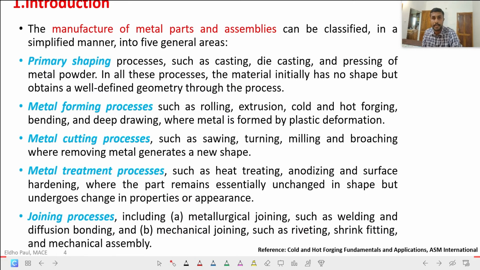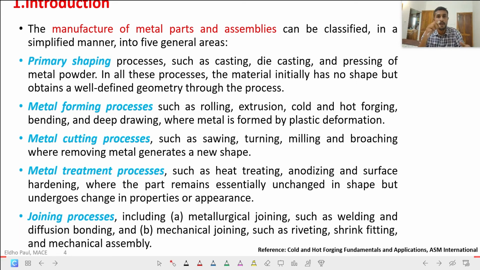Coming to the introduction of metal forming or plastic deformation, the manufacturing of metal parts and assemblies can be classified in a simpler manner into five general areas. Around us we have different products developed in manufacturing industries. For example, a pen is manufactured in an industry, a candle is also a product from a manufacturing industry, and a mobile phone is also a product from a manufacturing industry.